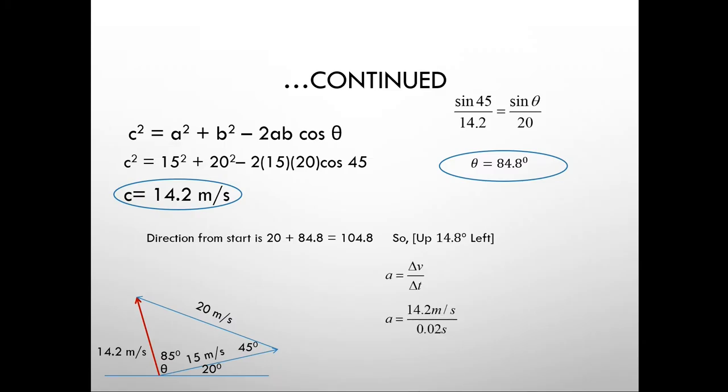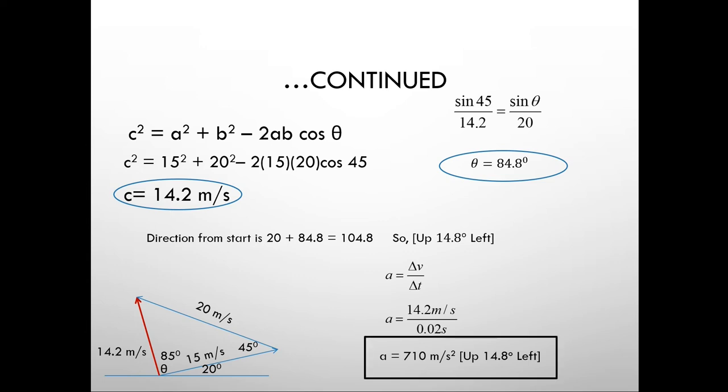So going back to our original definition, the change in velocity we calculated as 14.2 meters per second, and we know already from the question that the change in time is 0.02 seconds. Therefore, we can say the acceleration is 710 meters per second squared, and from the angle we just talked about previously, it is measured up 14.8 degrees left. And that will be our final conclusion.